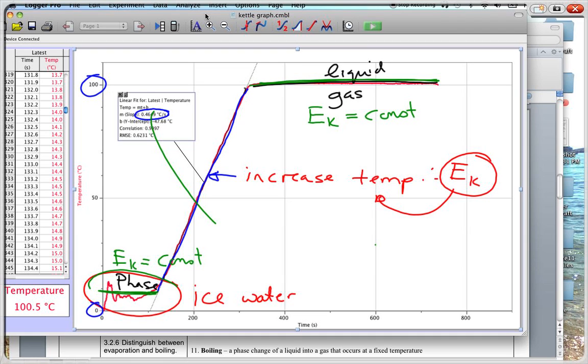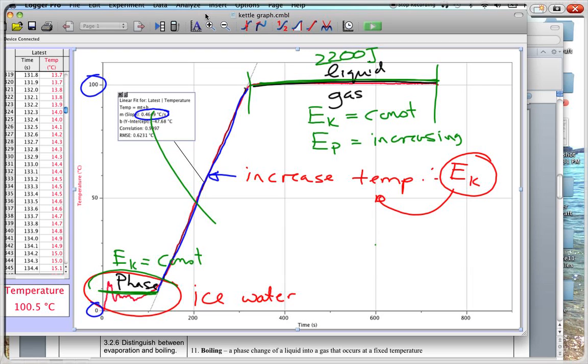Now, what is happening to all the energy that's actually coming in? Because during this time, every second, we were putting in 2,000 joules of energy. Well, what was that energy being used for? It was being used to increase the potential energy. The EP is increasing here.